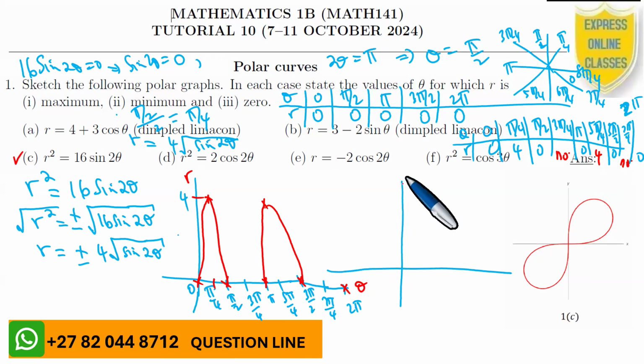So let us analyze this one. Now we are here to draw this graph using these small little shapes. So it means that at 0, it is 0. You have 0, you have pi over 2, you have pi, you have 3 pi over 2, and then you have 2 pi radians.